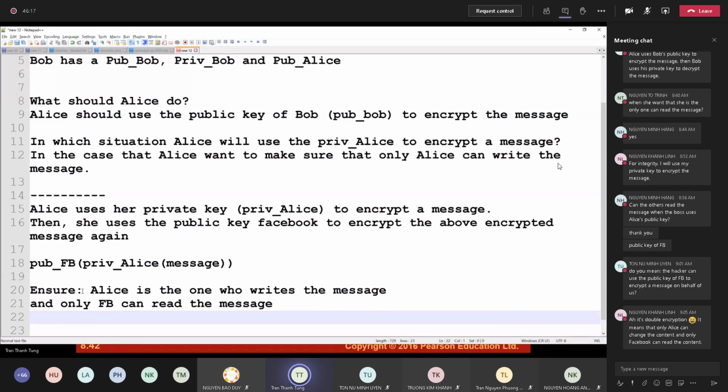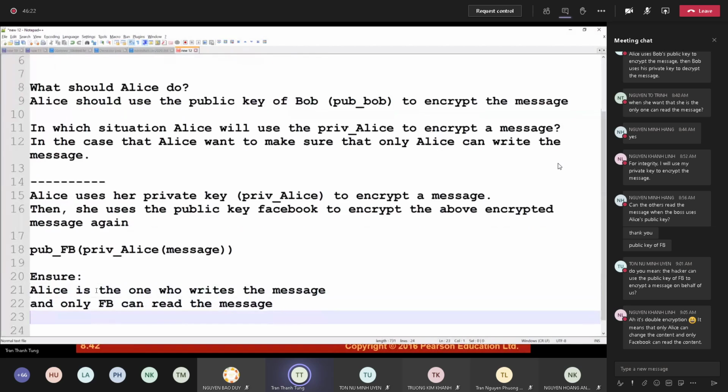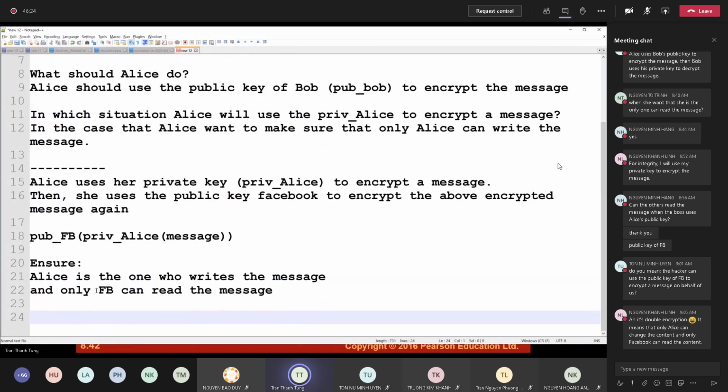So we can ensure two things. In this one, Alice is the one who writes the message, and only Facebook can read the message. We have double encryption here. Yes, that is the question asked by Uyên. Yeah, it's quite a good question.